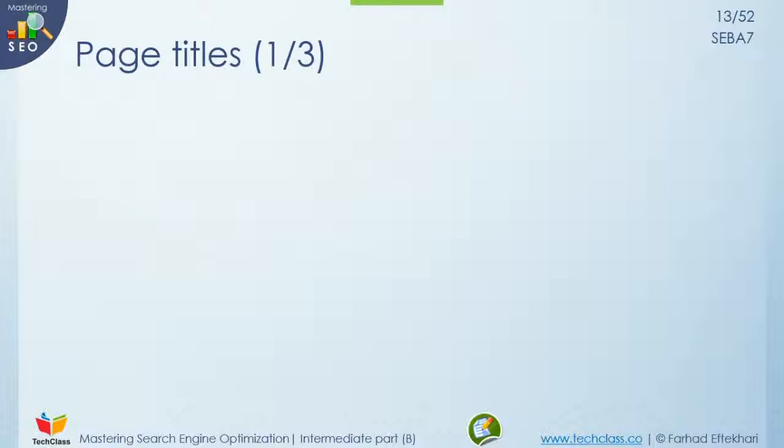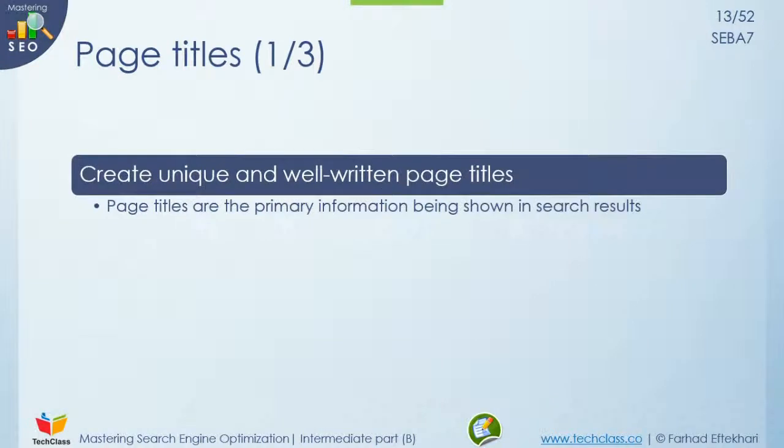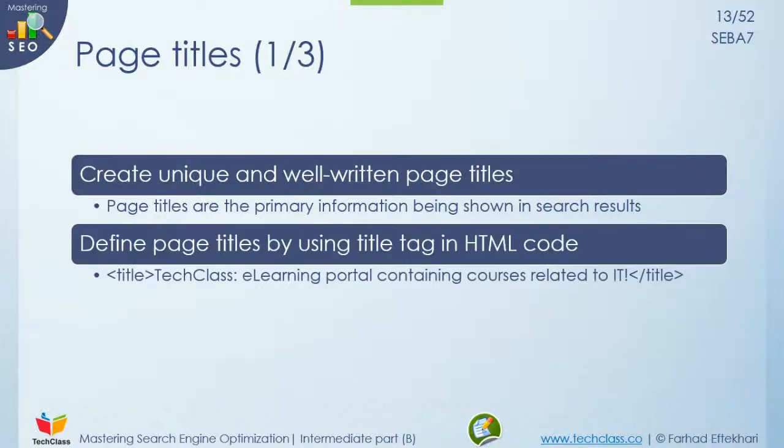So to start with, every page has a page title. It can have a page title. It's better to have a page title instead of not having a page title. Creating a unique and well-written page title is very essential for search engine optimization. So page titles are primary information being shown in search results. And later in the example, we're going to see how.